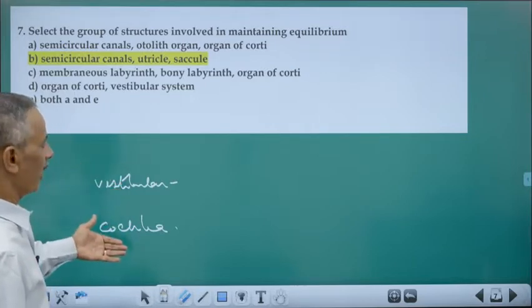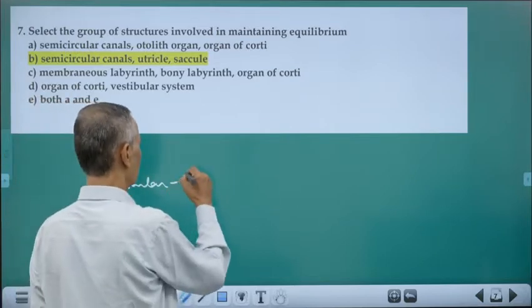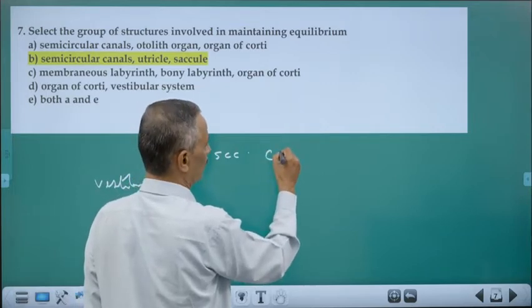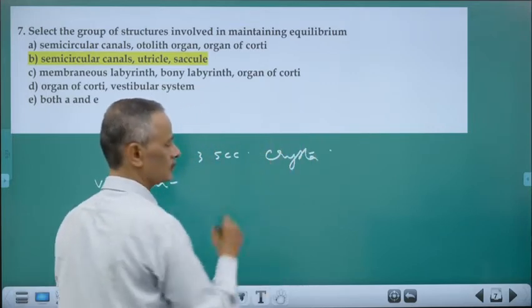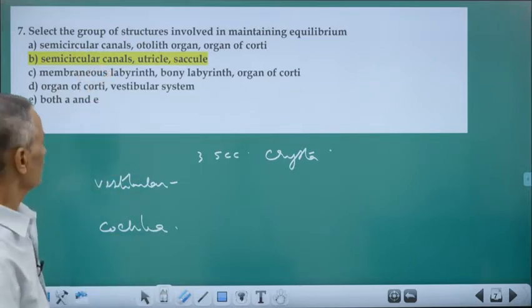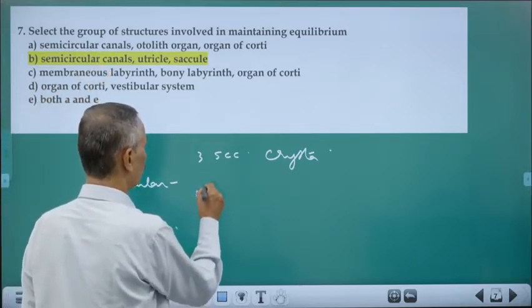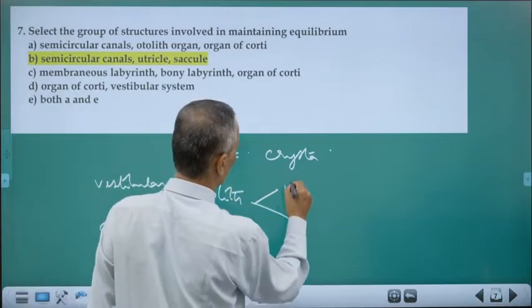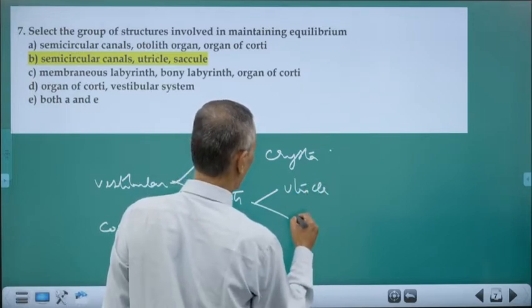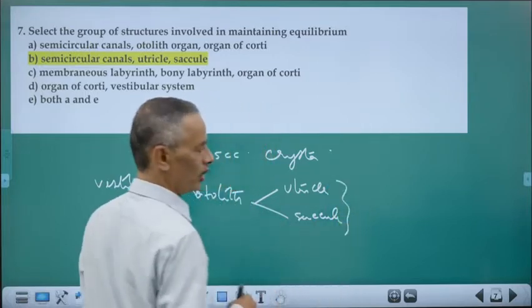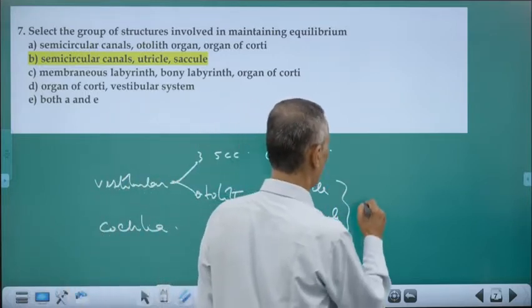Equilibrium and hearing. The vestibular organ consists of three semicircular canals, each with a swelling called the ampulla, within which there is a sensory organ called the crista ampullaris. So there are the semicircular canals and the otolith organ. The otolith organ consists of the upper utricle and the lower saccule. Present in the saccule and utricle is another structure called the macula.